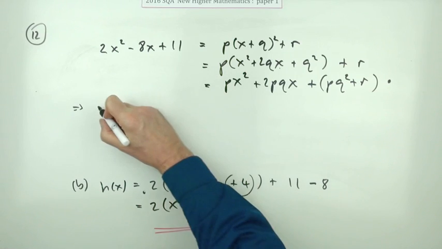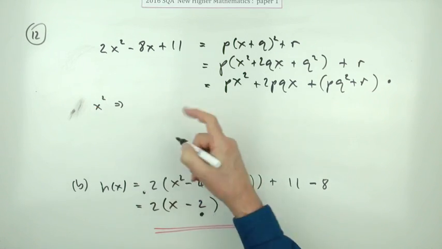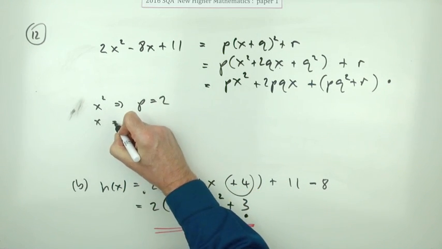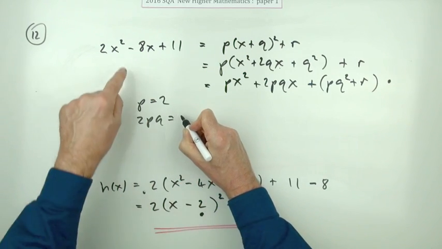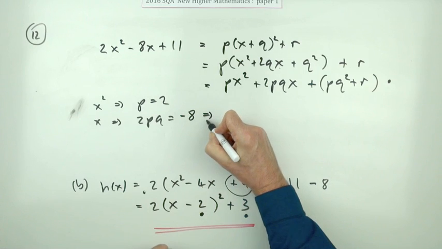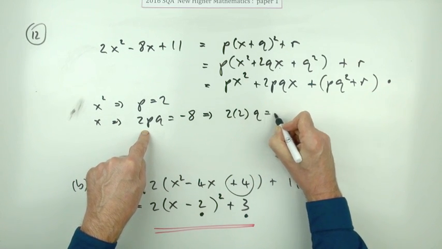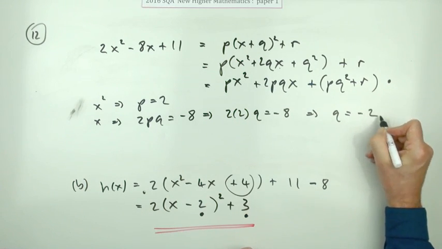That means the x squared terms must be the same. We'll put it that way. X squared terms are the same. That means that p must equal 2 straight away. The x terms must be the same. That means 2pq should equal negative 8. We already know that p is 2. So 2 times 2 times q equals negative 8. That's 4 times it, so q must equal negative 2.